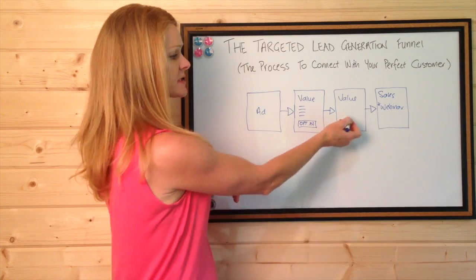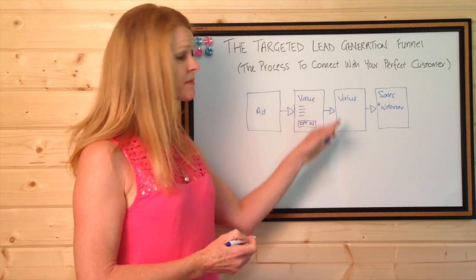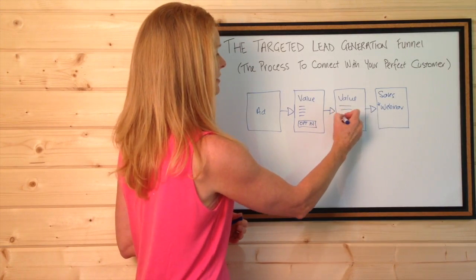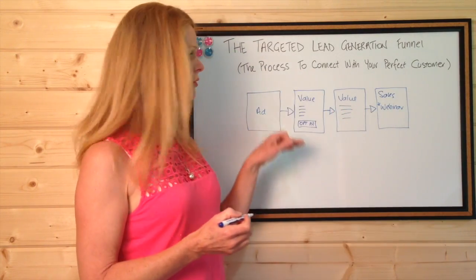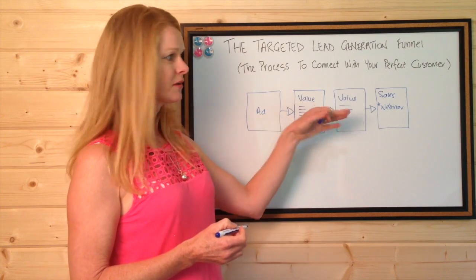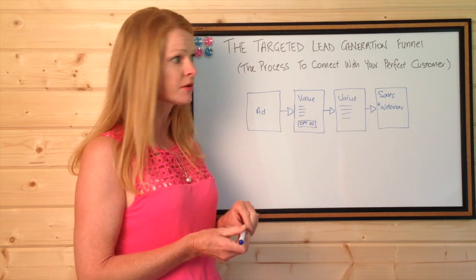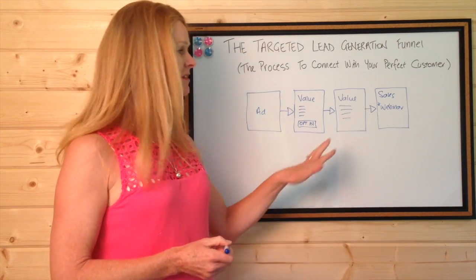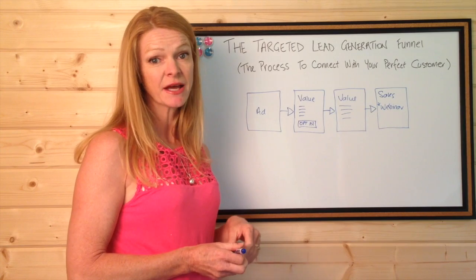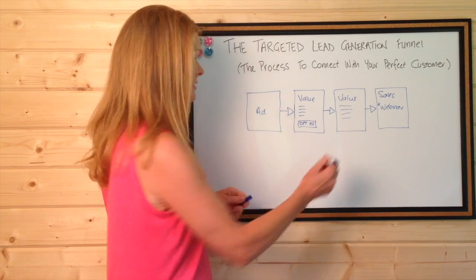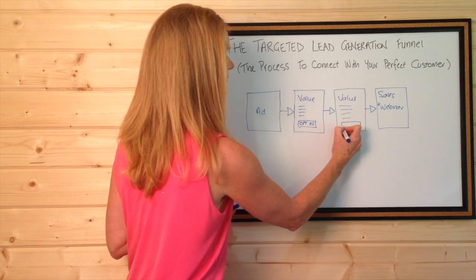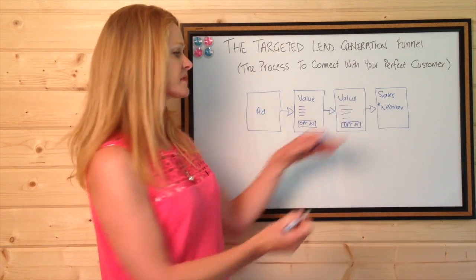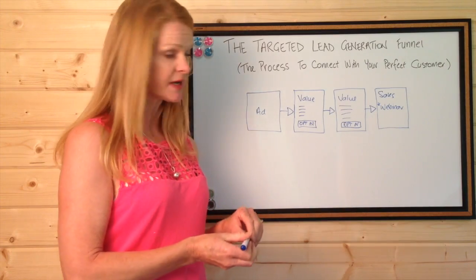This opt-in page leads to the next page. On this page, you also want to give them good value, so a free report or the rest of the points that you wanted to make on the first page. Then at the end of that, you offer them the sales page or the webinar registration. That's another opt-in, or a sales page leading to the sales page.